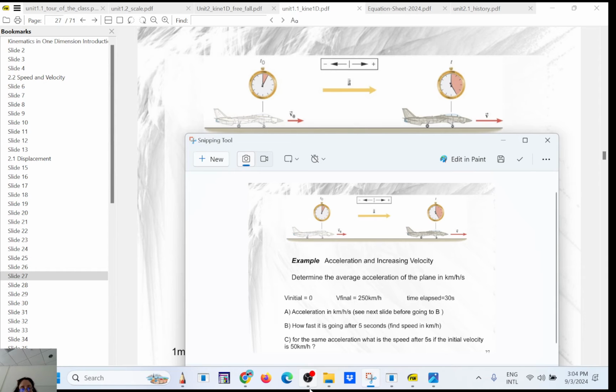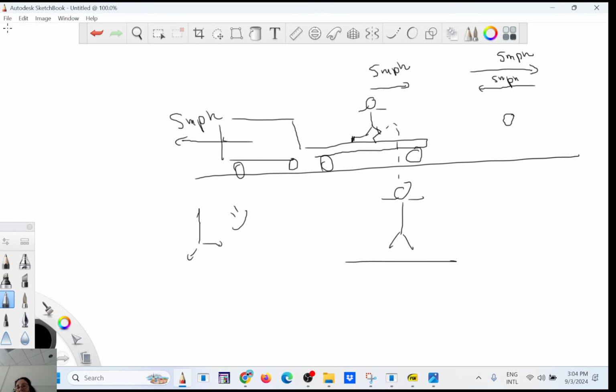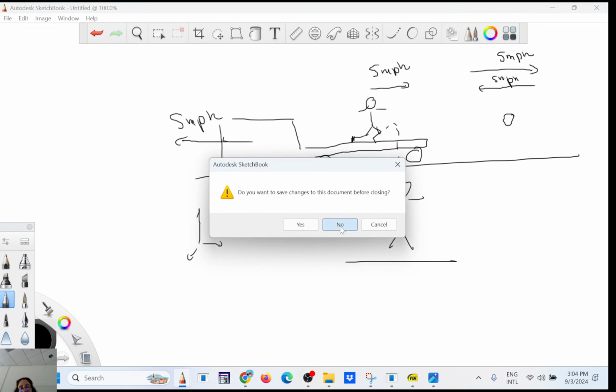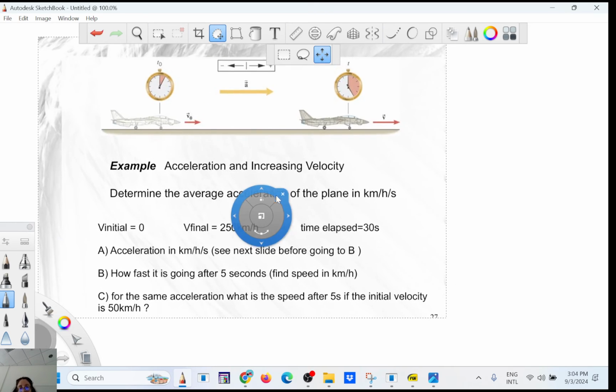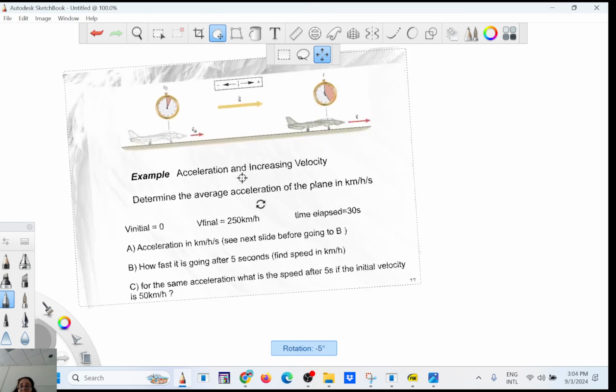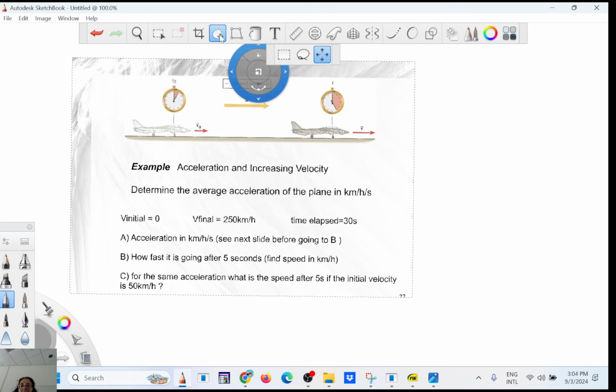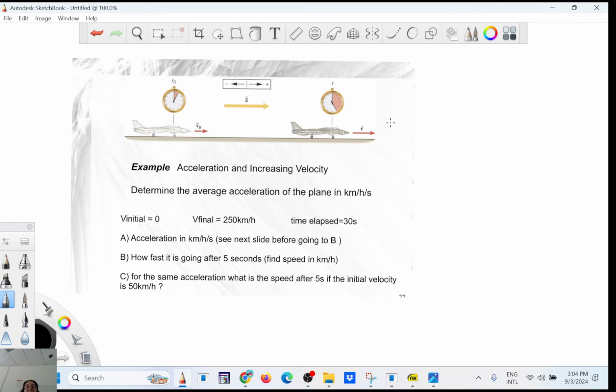Okay, and of course, do not hesitate. You need to have a study group, help each other, talk to each other, collaborative learning, read your textbook. So anyway, you have an airplane.